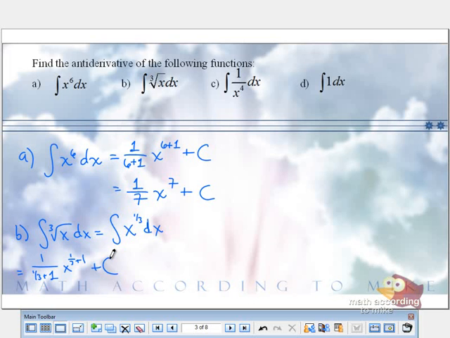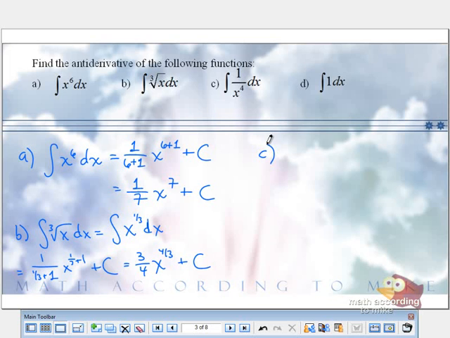Fractions! What is 1/3 plus 1? 4/3. So this says the reciprocal of 4/3. 3/4. So that coefficient is 3/4 x to the 4/3 plus c. So check it, 3/4 times 4/3, those would cancel, just giving you a 1 because they're reciprocals. And if you took 1 off the exponent, 4/3 minus 1 is 1/3, which is the cube root of x.